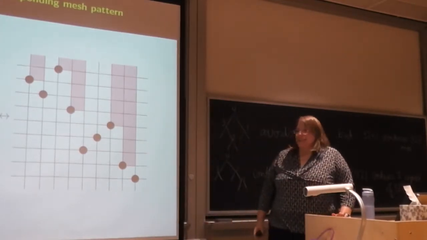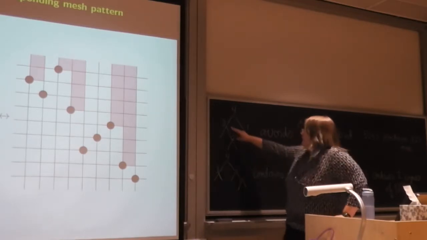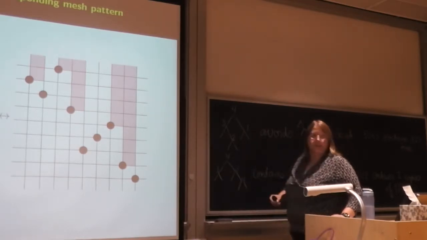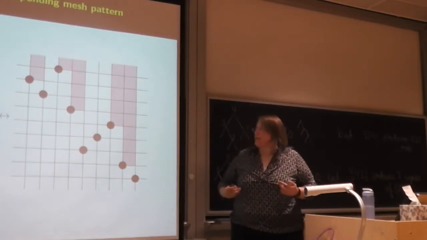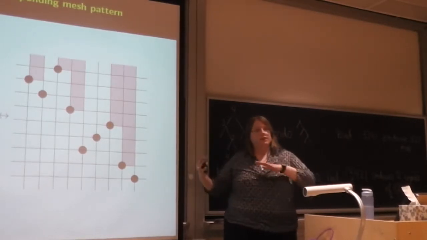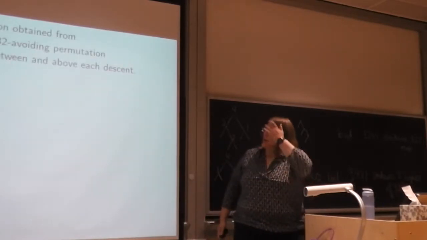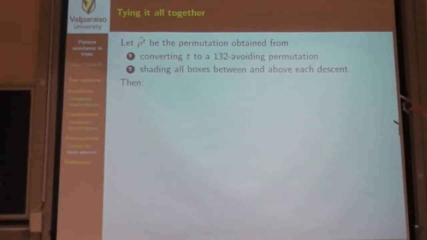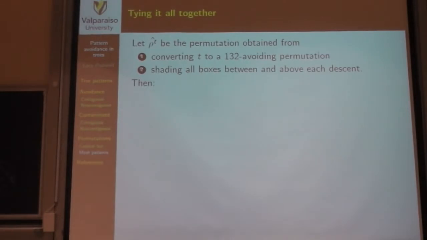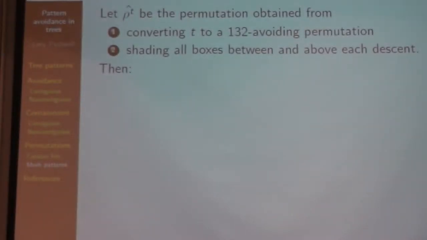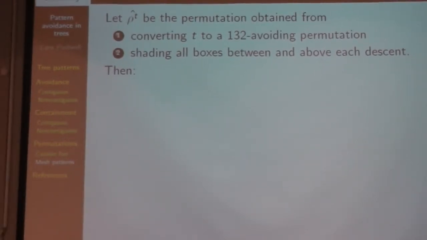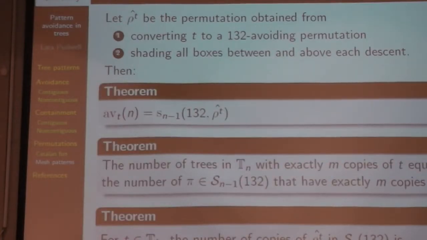So now, using these mesh patterns, because they help prevent situations like what we saw over here, I can use these mesh patterns that have been used for other things to translate all my tree theorems to permutation theorems. So here we go. Rho T hat is going to be the permutation you get from changing a tree to a 1, 3, 2 avoiding permutation, and then shading in meshes above and between every descent, like we saw on the last couple slides. And then here's what we have.